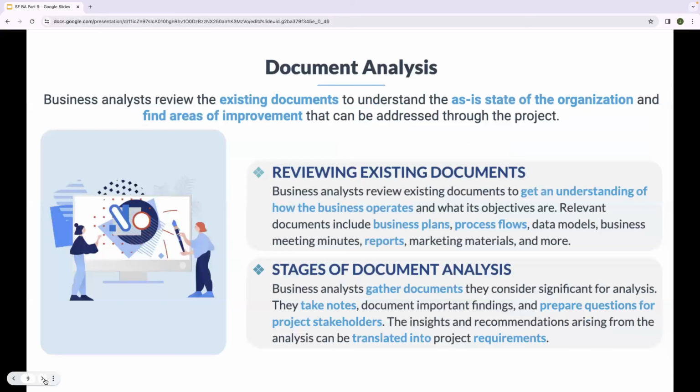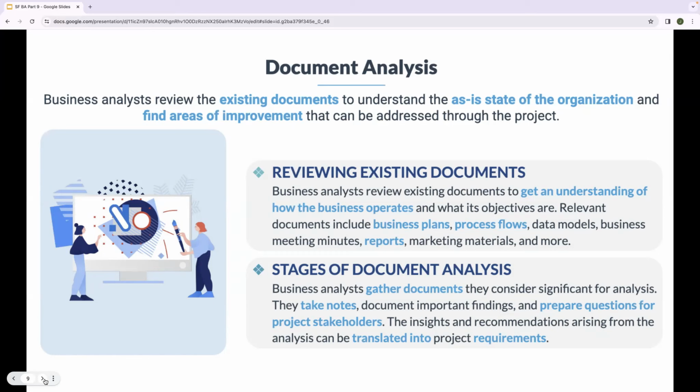Document analysis. Business analysts review the existing documents to understand the as-is state of the organization and find areas of improvement that can be addressed through the project. Reviewing existing documents, business analysts get an understanding of how the business operates and what its objectives are. Relevant documents include business plans, process flows, data models, business meeting minutes, reports, marketing materials, and more.